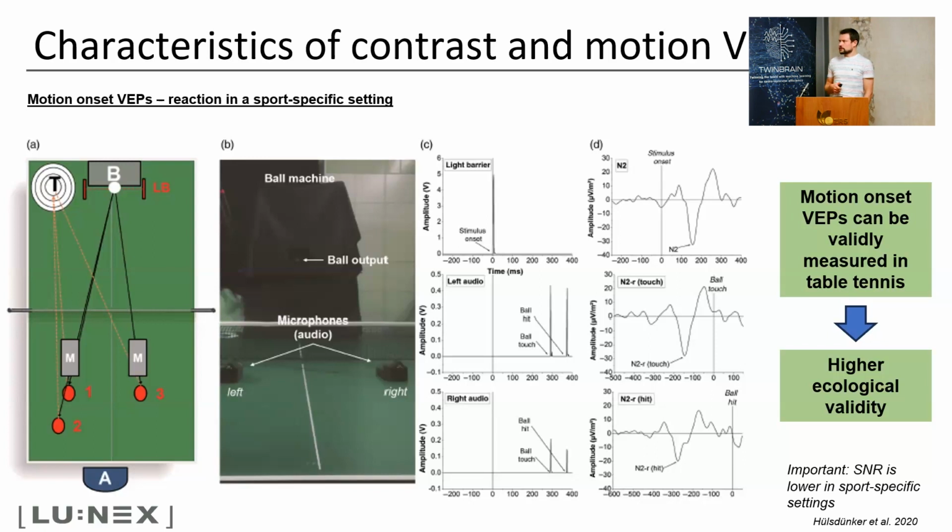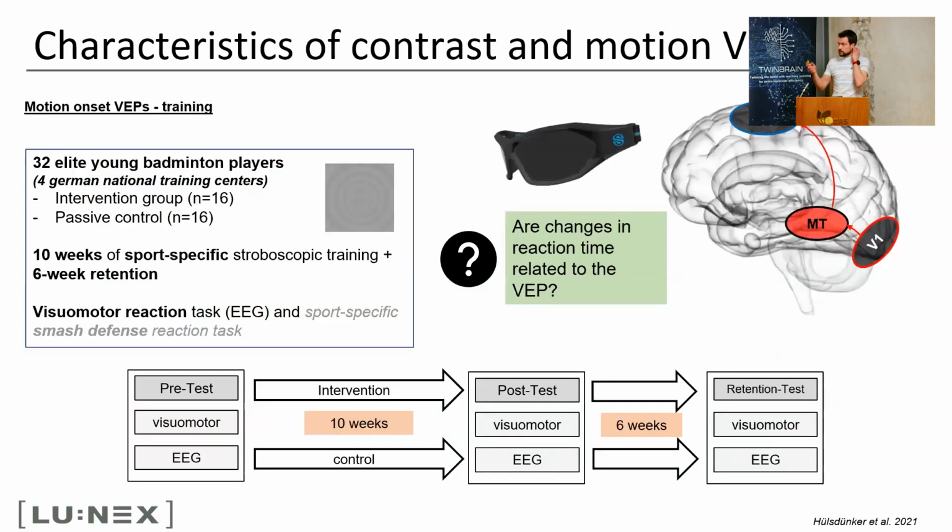What we then also did, and I think I've mentioned that before, we were interested in training the visual system. I think that was part of my response to the question in the first part: how can you use this visually evoked potential for practical application? We were running a study on that where we used shutter glasses, so these glasses that change between clear and opaque states. And we were again having elite badminton players.